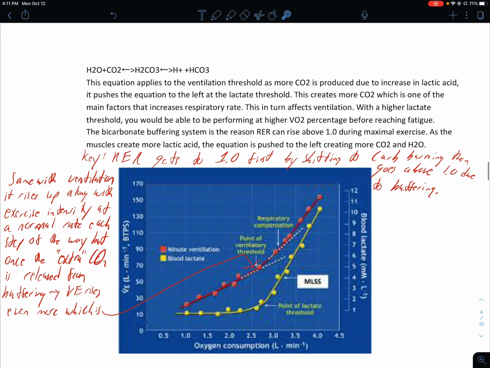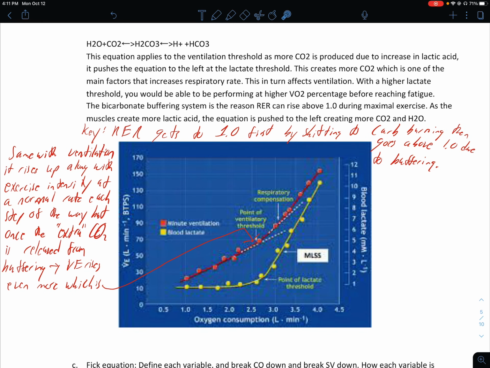I wanted to kind of clarify with both the RER one and the ventilatory threshold. With RER, you talked about how it gets above 1.0. I wanted you also to say how it got to 1.0, right? So RER gets to 1.0 first by shifting away from fat burning to carb burning, right? And that's what we do there. So it's getting us up to 1 to be total carb burning, 100% carb burning, and then it gets up above by the buffering system.